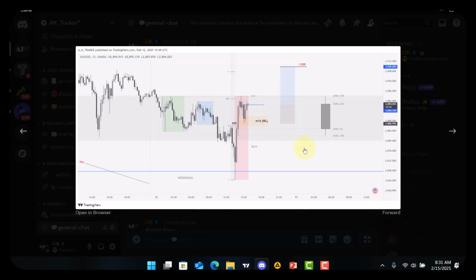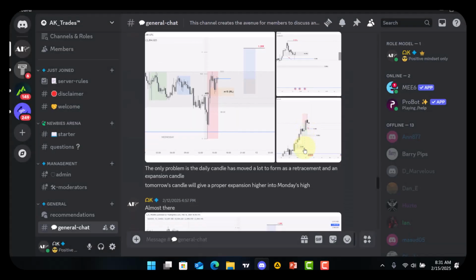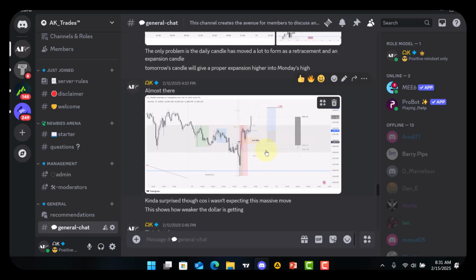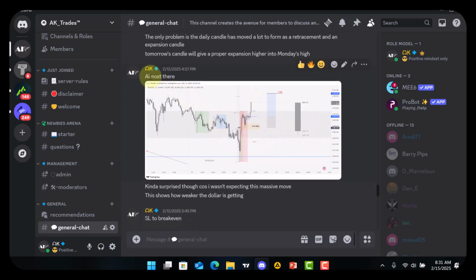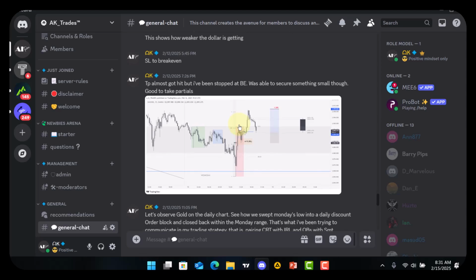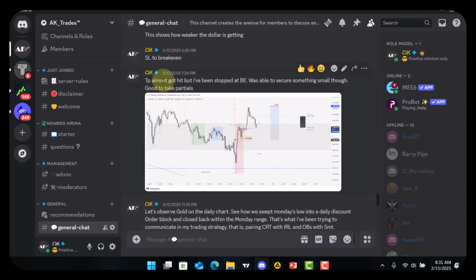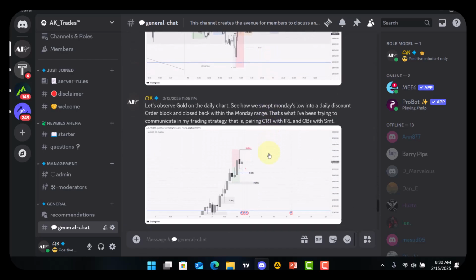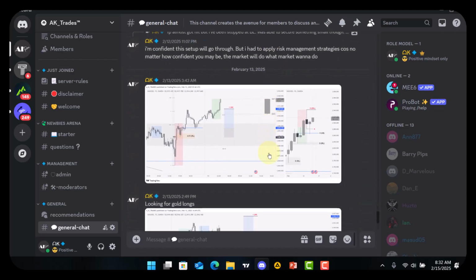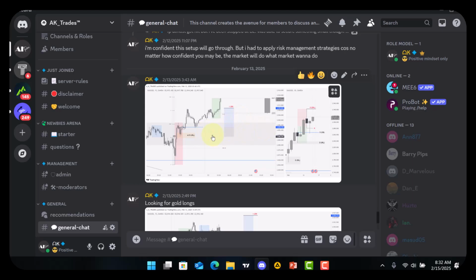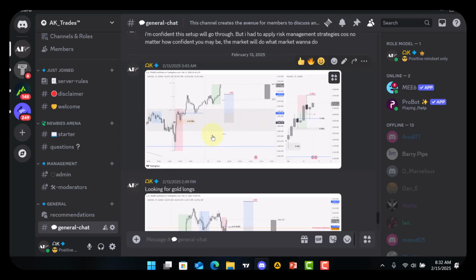And then this is where the setup occurred. So as you can see, I posted this on my Discord channel, and then price moved very quickly. As you see, I stated here almost there, and then price took off. So this is where I also made mention of me moving my stop loss to break even to secure some profits, and then the next day the target was reached beautifully.